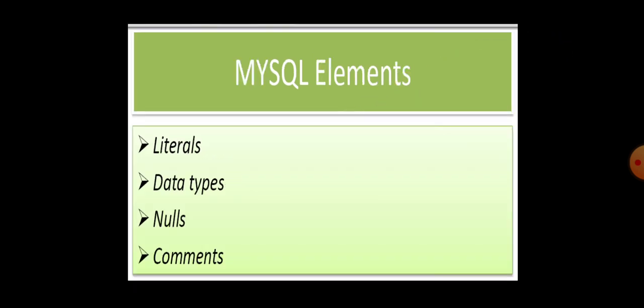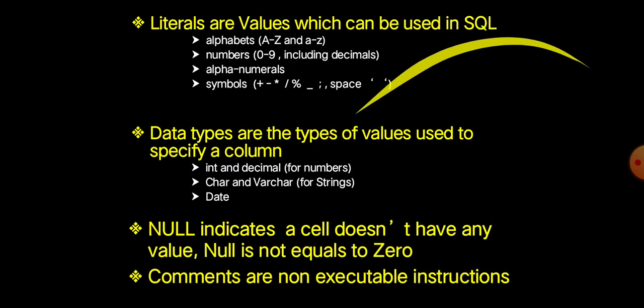Coming to the elements of SQL, what are the key terms of SQL elements? The first one is literals. Second one is data type. Third is null. Fourth is comments. What do you mean by literals? Literals are values which can be used in SQL.